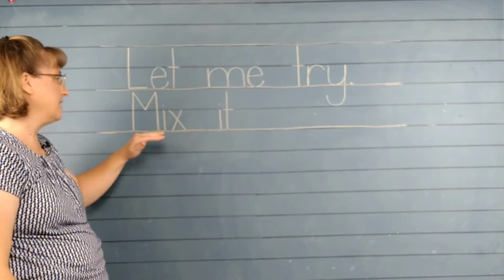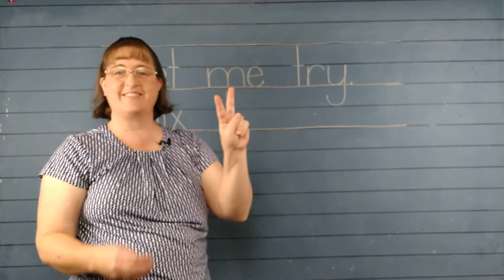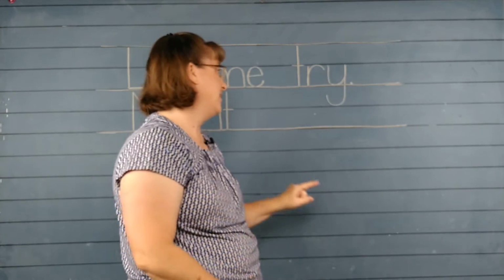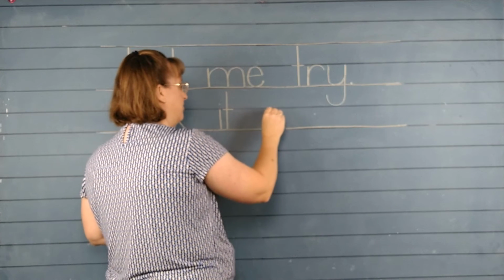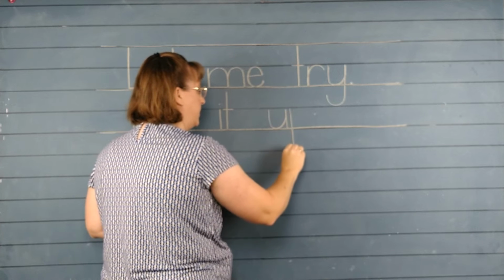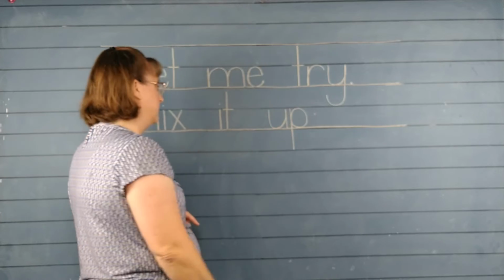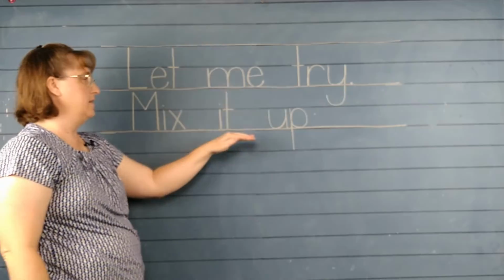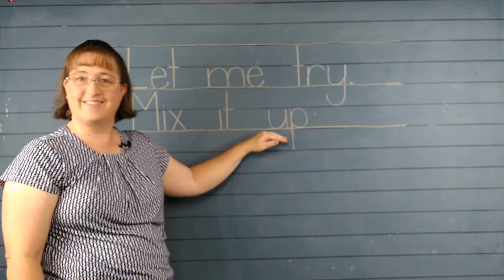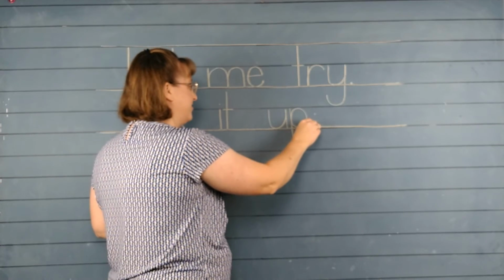Good. Mix it up. Give me the sounds. Up. All right, we put a space. Move over so that we know it's a new word. Up. Mix it up. Is that our whole sentence? Yes, it is. So what do we need to put at the end? A period. Good job.